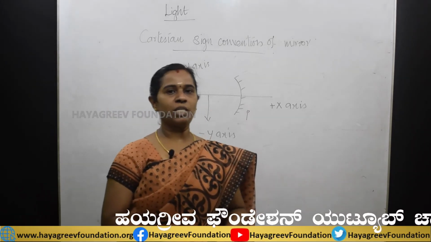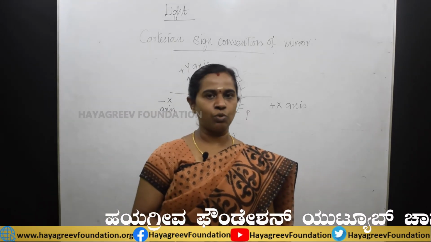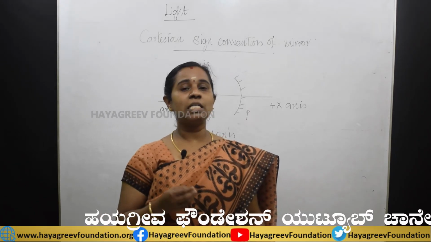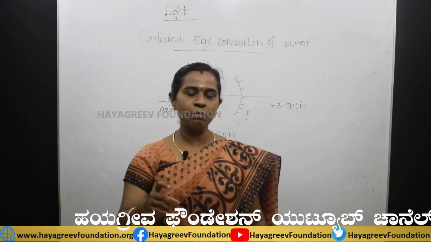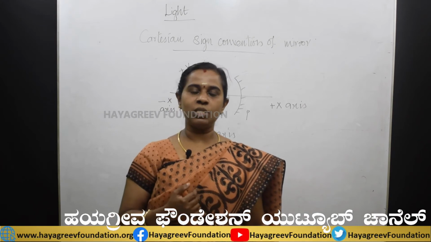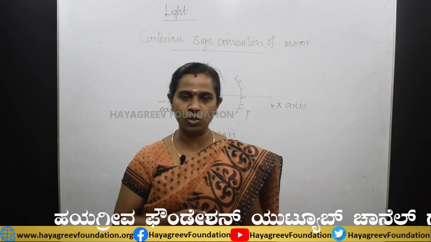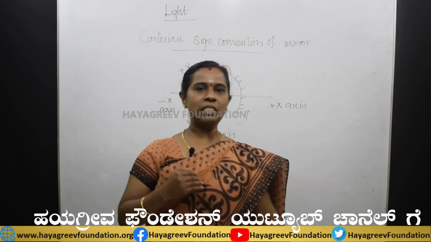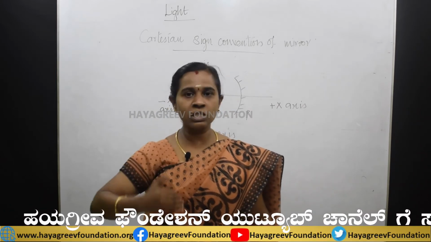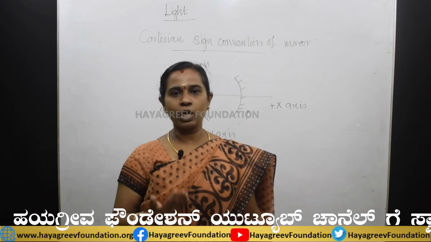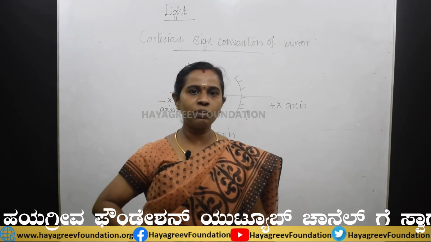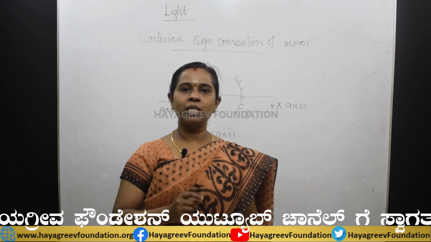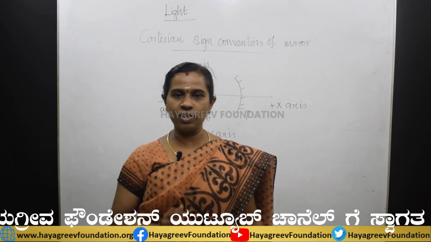So next one is linear magnification of a mirror. Magnification of a mirror is nothing but the ratio of the height of the image to the height of the object. Magnification of a plane mirror is 1. Reason: when we stand in front of the mirror, we get the same size of image. So the height of the image is equal to the height of the object, and magnification of a plane mirror is always 1.